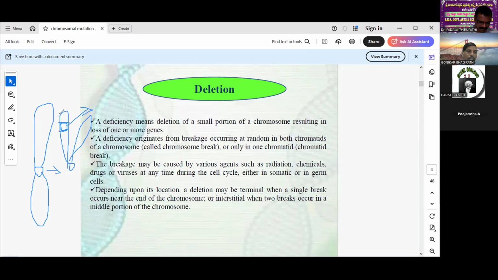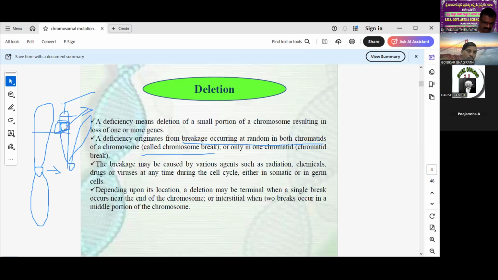When the terminal part of the chromatid is removed by any type of factor, we call it deficiency. When the intercalary part of the chromatid is missing, that is called deletion. The deficiency originates from breakage occurring at random in both chromatids of a chromosome, called chromosome break.